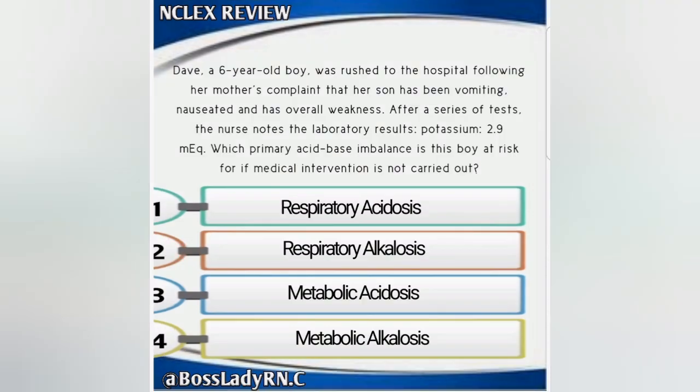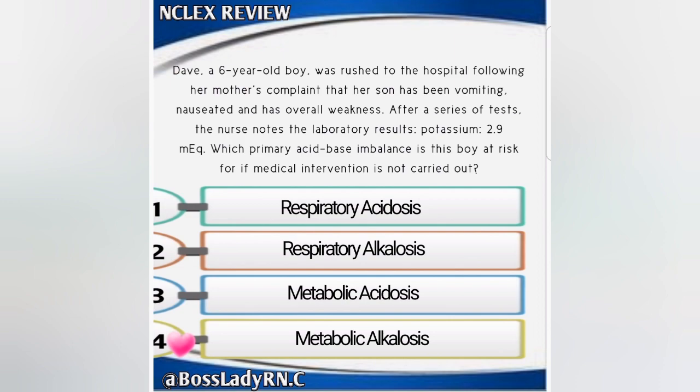Next question. Dale, a 6-year-old boy, was rushed to the hospital following his mother's complaint that her son has been vomiting, nauseated, and has overall weakness. After a series of tests, the nurse notes the laboratory results. Potassium 2.9 microequivalent. Which primary acid-base imbalance is this boy at risk for if medical intervention is not carried out? The correct answer is option 4.